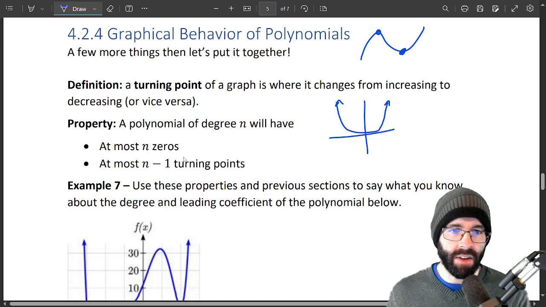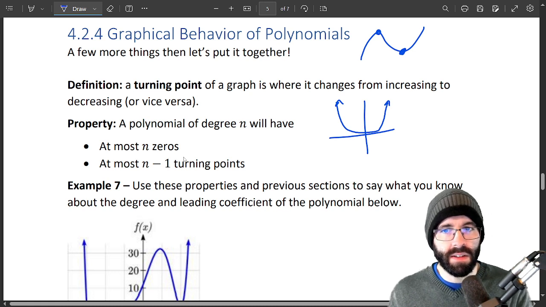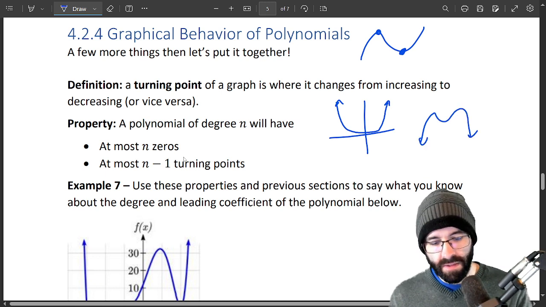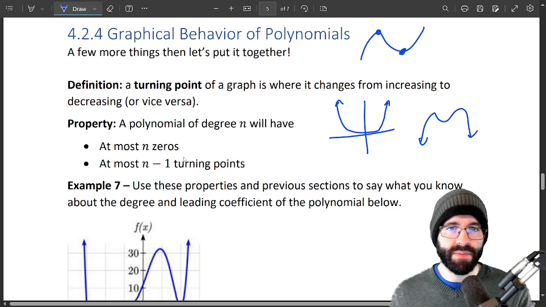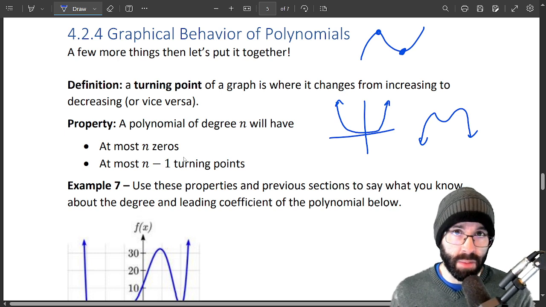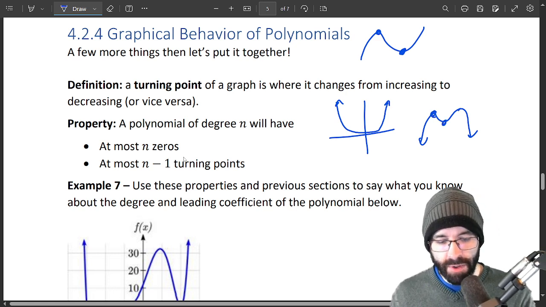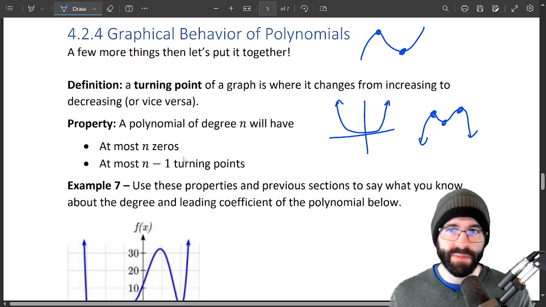It almost has a zero. Certainly doesn't have 4 zeros. It actually only has 1 turning point. But usually when we think of fourth degree polynomials, we think of something that looks like this. They're both fourth degree polynomials. The idea is it can't have more than 4 turning points if it's a fourth degree polynomial. It can't have more than 3 turning points, actually. 1, 2, 3. You can't make a fourth degree polynomial that has more turning points than this.